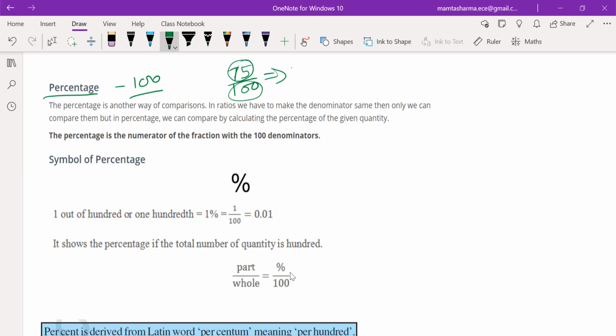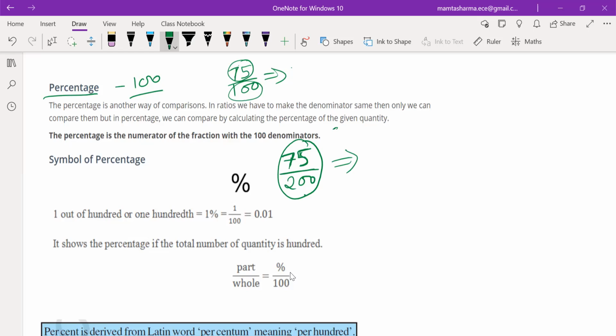If the total is not 100, then what? If in the second term exam I got 75 out of 200, then what is my percentage of marks? Ma'am, 75 into 100 by 200. Whatever is the ratio, first solve it and then multiply with 100. Ma'am, it's 37.5%. Okay.